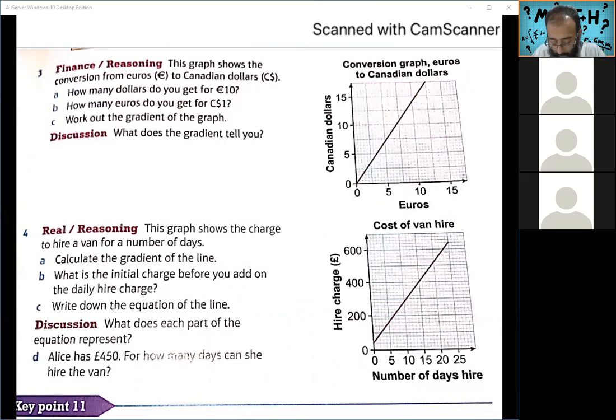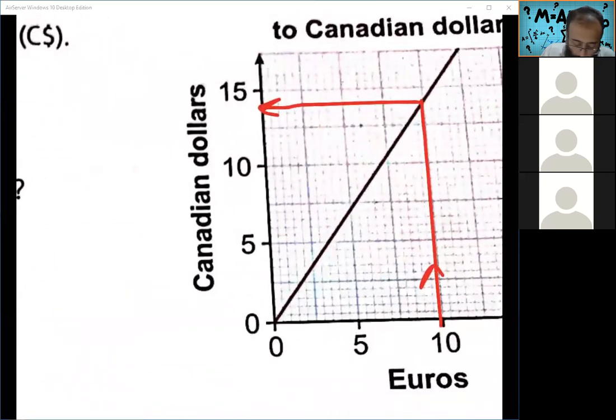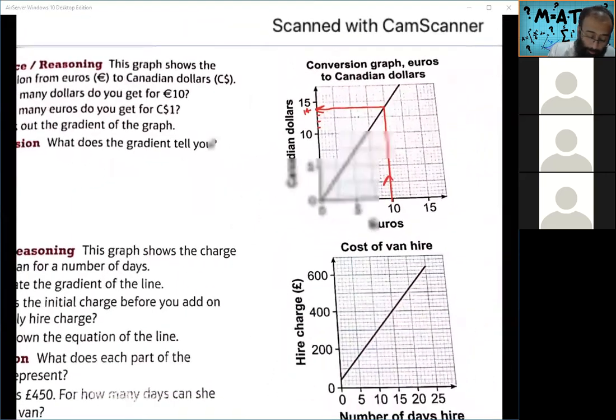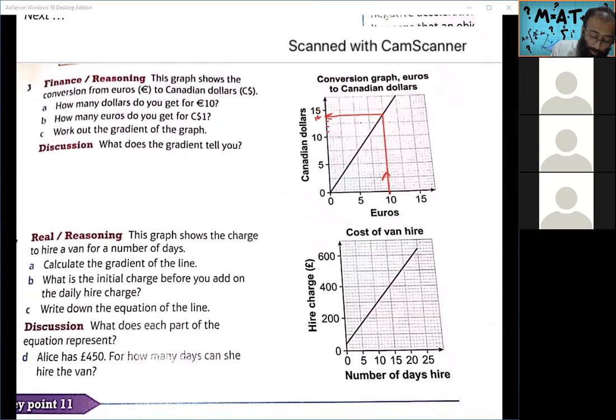You've got to find 10 euros, and then see where it lines up on the graph. Let's have a look. So that's 10, 11, 12, 13. Oh yeah, it's 14, absolutely, because 2 little squares down. So work out your scale. How many dollars do you get for 10 euros? 14. Okay, next. Read the next one.